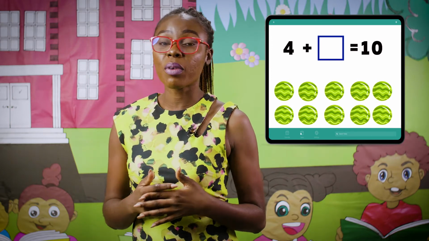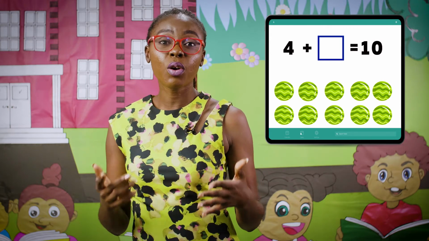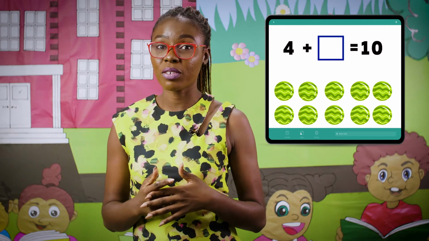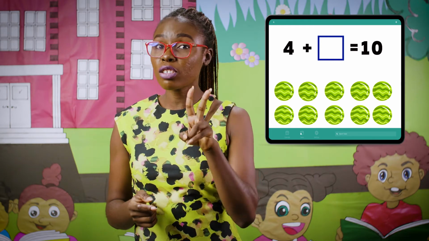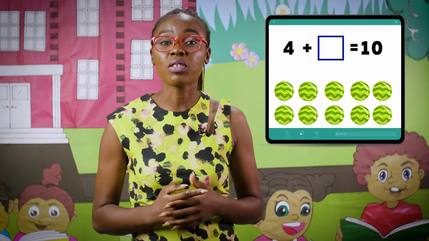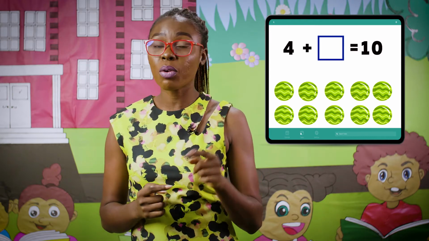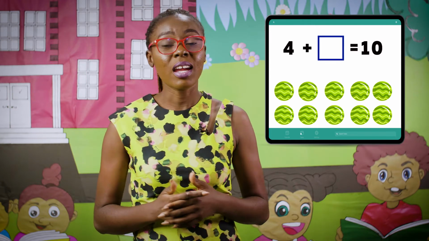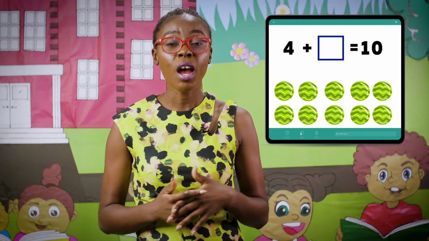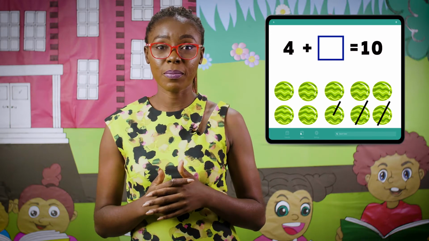After drawing the number of bubbles for the answer, you then go on and cross out the number of bubbles for the number you have. Remember, you're supposed to add two numbers together, but here you have just one number. So you have to cross out the number of bubbles for that one number that you have. Here, that one number is 4, so we have to cross out 4 bubbles from the 10 bubbles we've drawn.